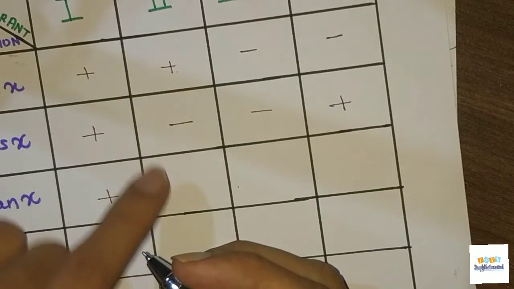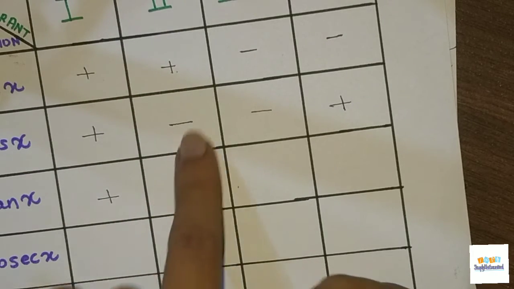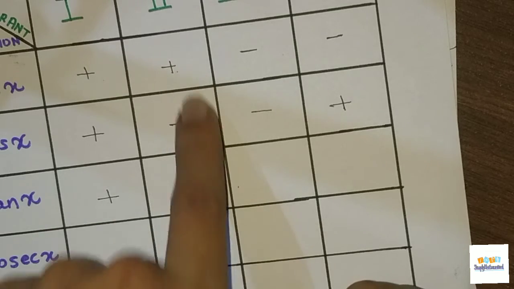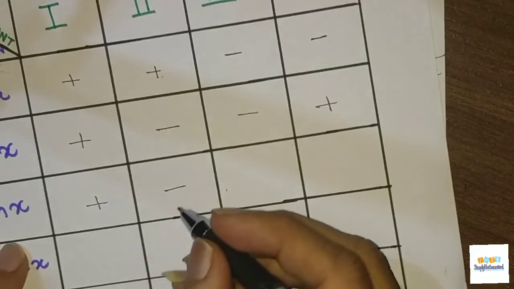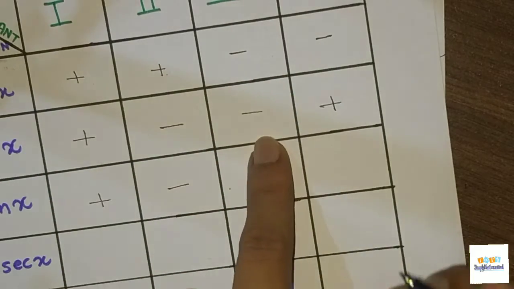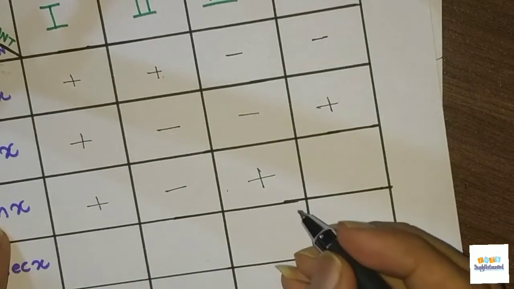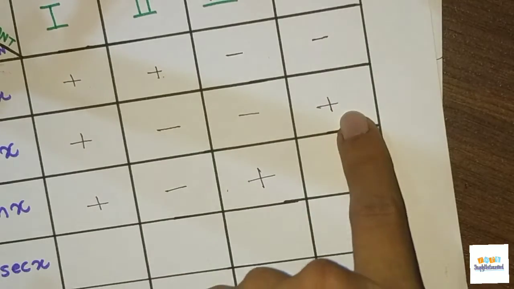Now if you look at the second quadrant, the sign of tan, how you can find out? Positive divided by negative, which is negative. Then tan in the third quadrant, negative divided by negative, which is positive, and tan in the fourth quadrant is negative divided by positive, which is negative. So this you are getting.